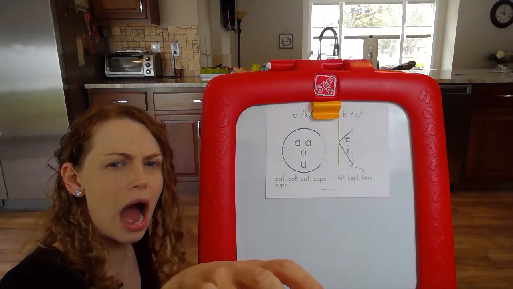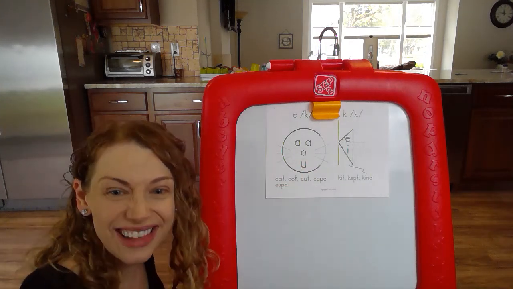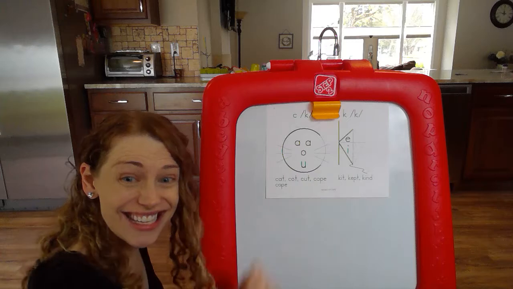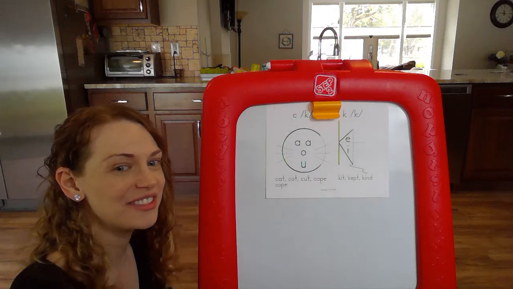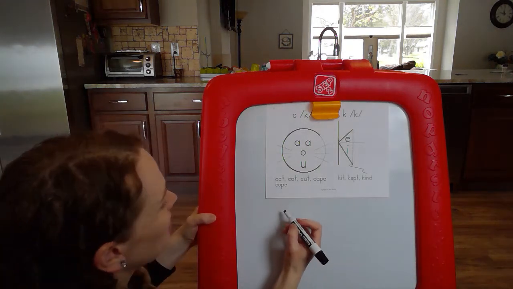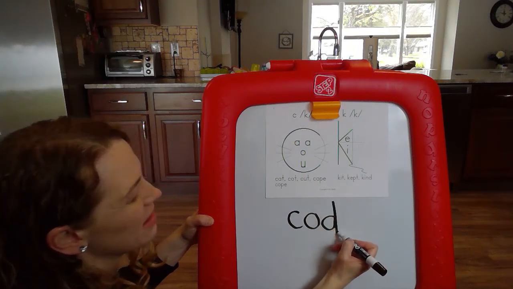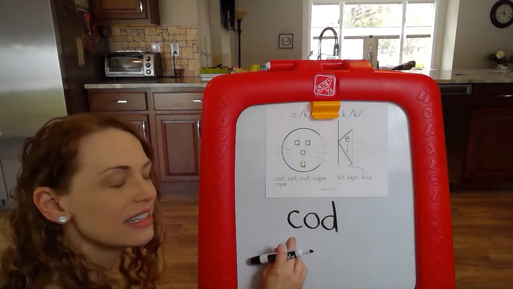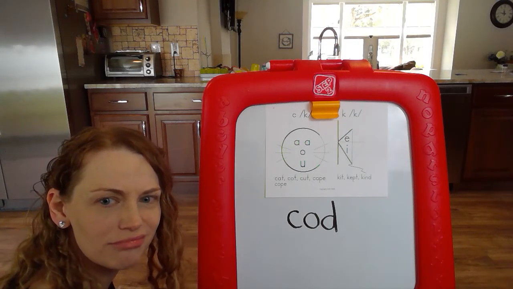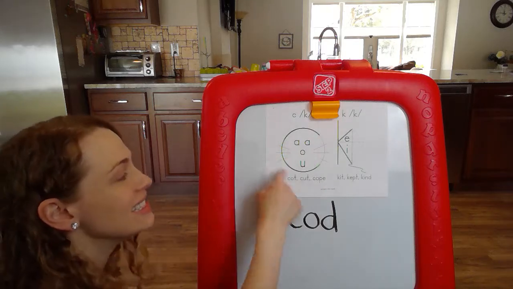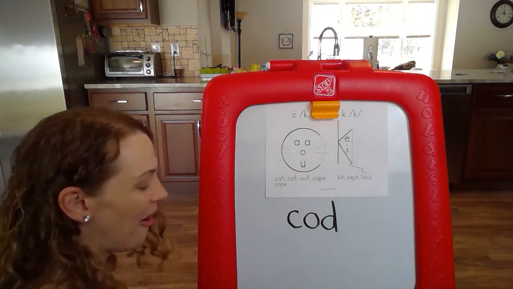What's that middle sound? K, so what letter does it have to start with? A C. Yep, go ahead and write cod. If you need more time, hit pause. Cod starts with C. Cod. How do you know that cod starts with a C? Because it's got the O. C takes A-O-N-U. K takes the other two, E-I. All right, let's do another one.